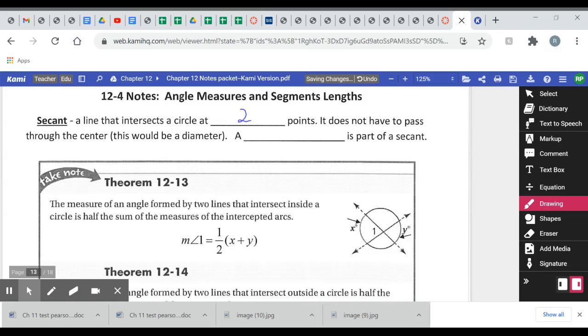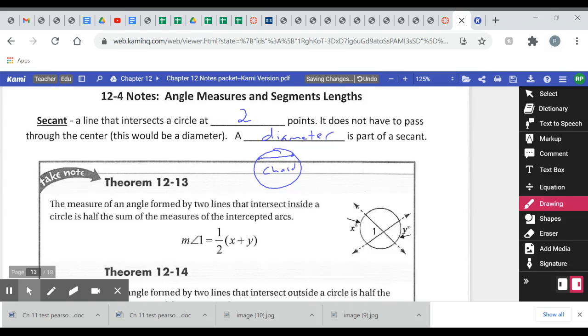This would be a diameter. And a diameter is part of a secant. And you might be thinking, what's the difference between a chord and a secant? So again, the difference is that a chord is a line segment that has both endpoints on the circle. So that would be a chord.